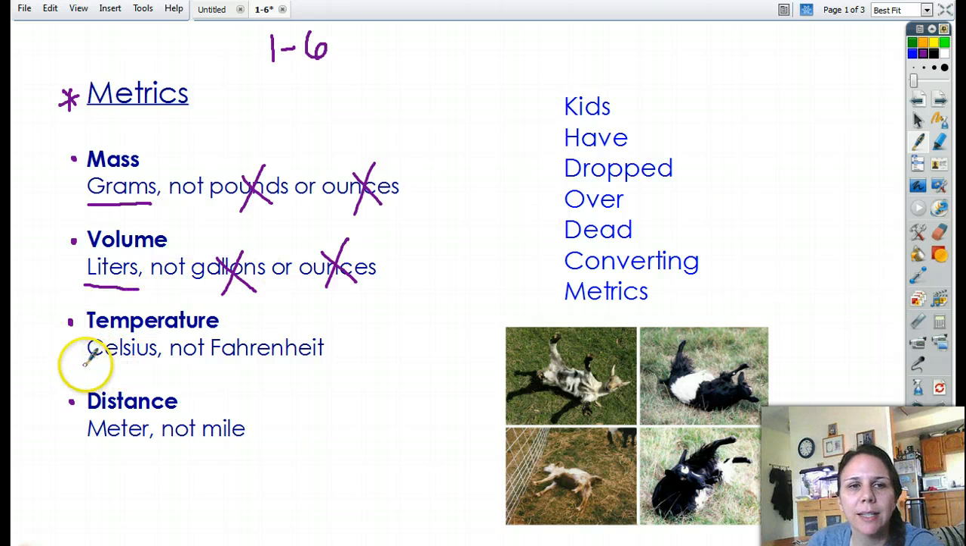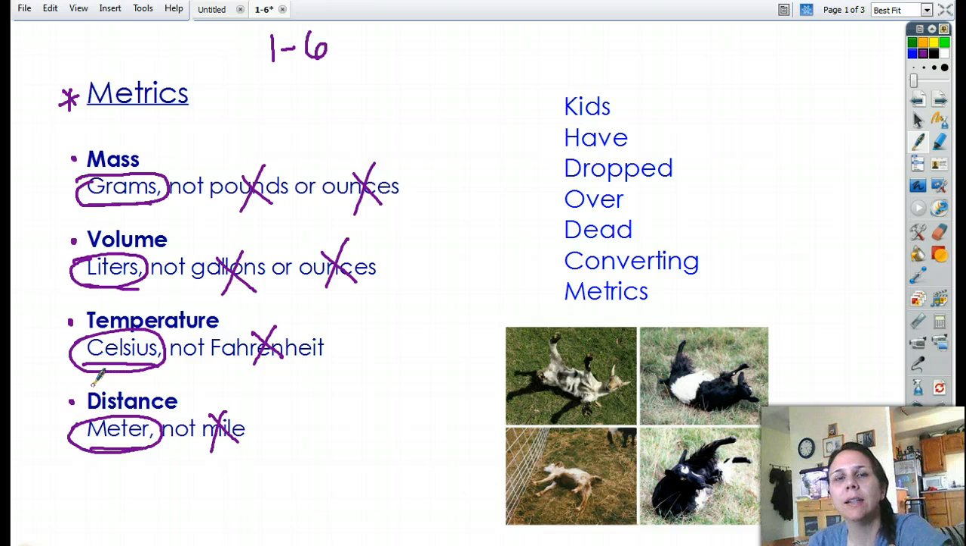Temperature, we use Celsius, not Fahrenheit. And distance, we use meters, not miles, feet, or inches. So what we've done is eliminate all these other possibilities and bring it down to one thing. Mass is grams, volume is liters, temperature is Celsius, and distance is meters.